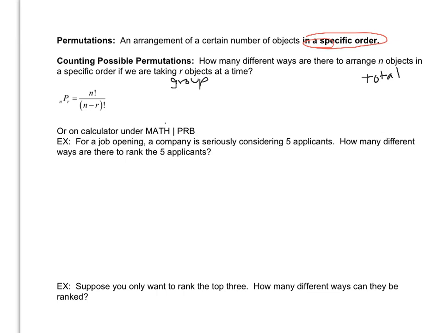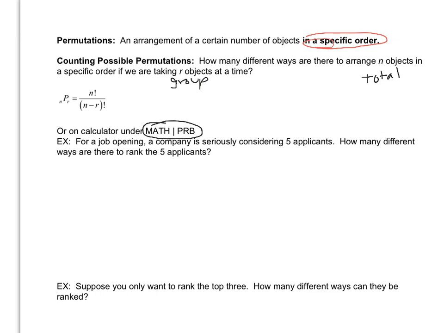Now there's certainly a button on your calculator that does this. It's called Math PRB. It's under that same math menu that we used for the factorials earlier. So that's a really nice way to figure out what those are. I'm going to do them by hand because they're not super hard to do by hand. Just remember that 5 factorial is 5 times 4 times 3 times 2 times 1, and 10 factorial is 10 times 9 times 8 all the way down to 1.